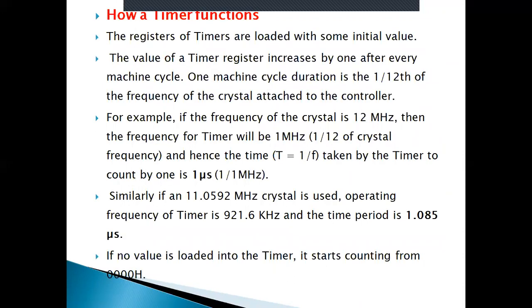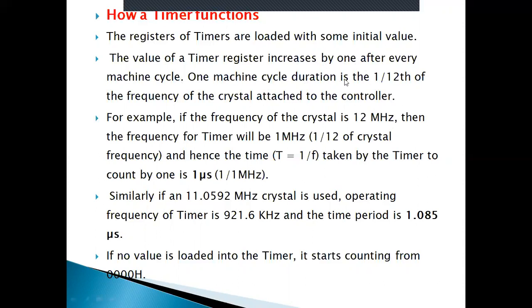How a timer functions basically. So this process we have to know before knowing the further details. First thing is all the registers of timers are loaded with some initial value. If no value is provided, the default value will be taken as 00. The value of the timer increases by 1 after every machine cycle. So after every machine cycle, the value whatever is there in the timer will be incremented by 1.